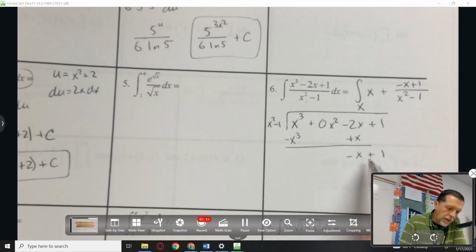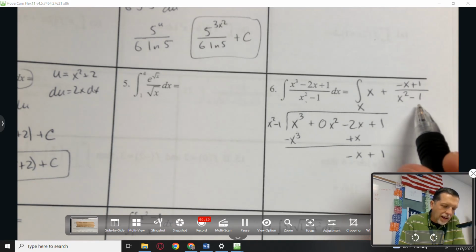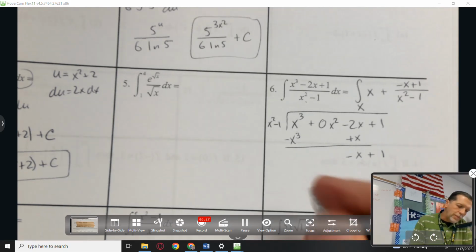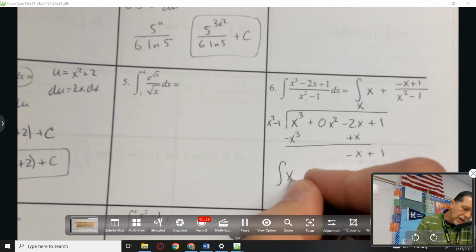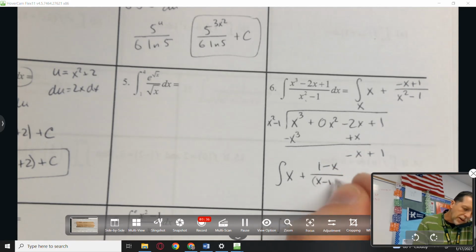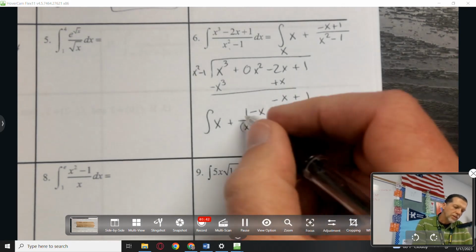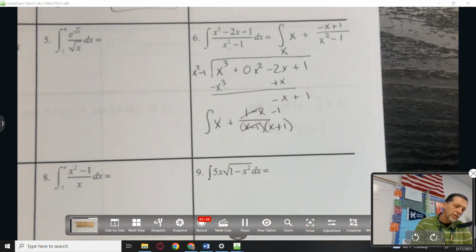Let's see, I'm trying to think if I did that right. I think so. x squared minus 1 will factor into x plus 1, x minus 1. This is kind of yuck, but I'm going to rewrite that as 1 minus x, and then in the bottom, x minus 1, x plus 1. The 1 minus x and the x minus 1 will cancel, or at least cancel to a negative 1.